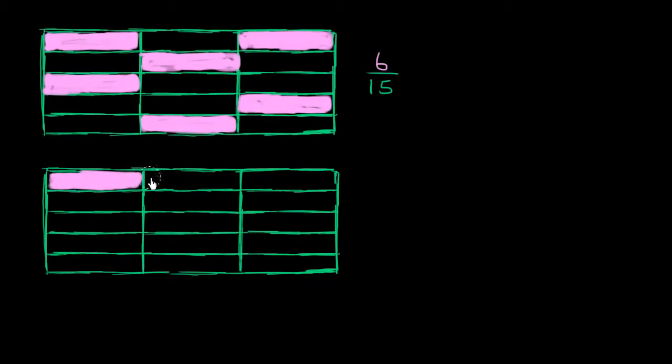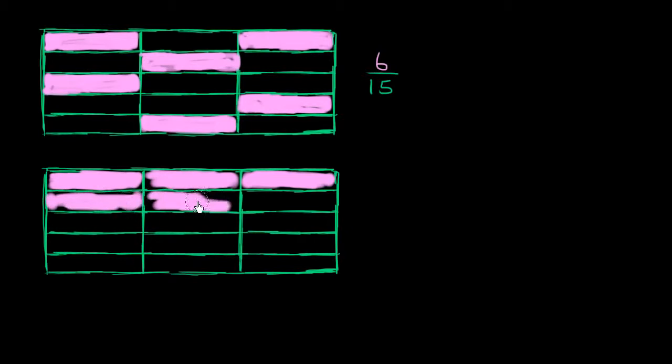All right, one rectangle, two rectangles, three rectangles, halfway there, four rectangles, five rectangles shaded in, and now six rectangles shaded in. So this right over here, what I just did, this is still 6 rectangles of the 15 rectangles are shaded in. So this is still 6/15. These are representing the same thing.